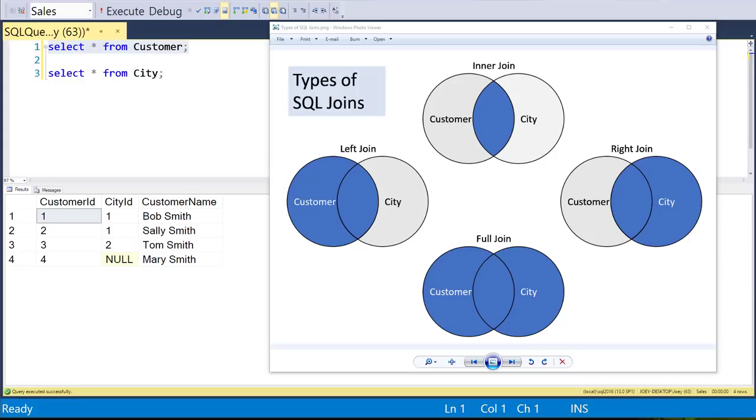And you can see here I've got a picture. These are some Venn diagrams back from my math days. They really help to understand how the inner join, the left join, the right join, and the full join interact with each other.